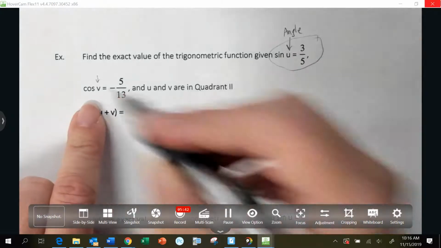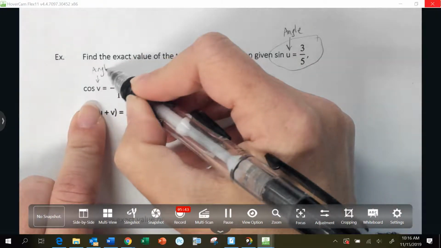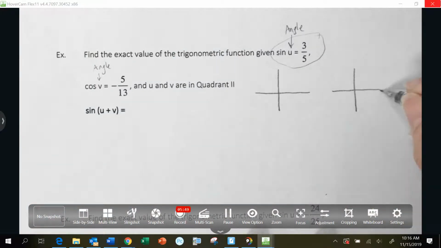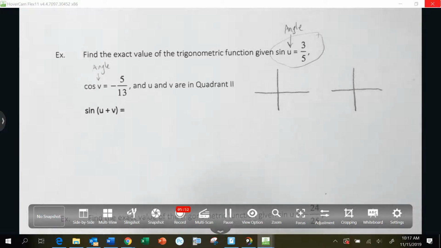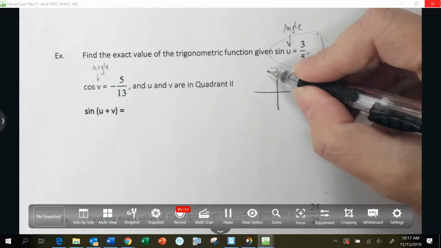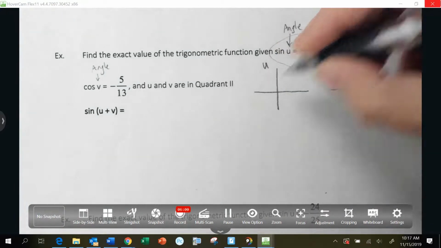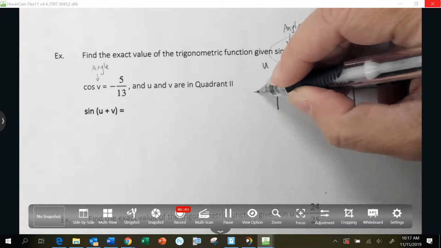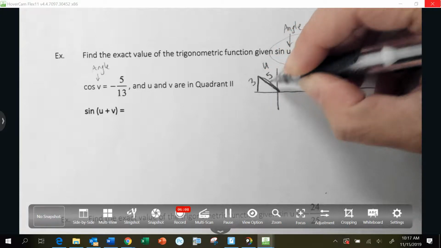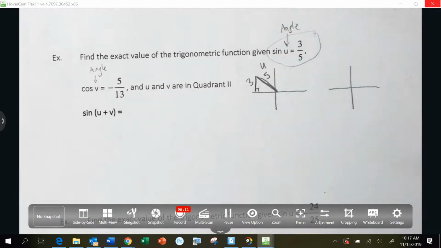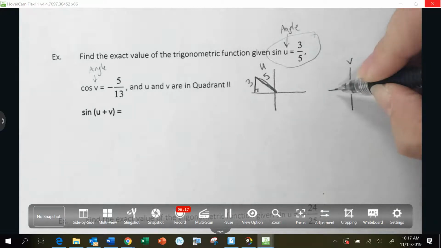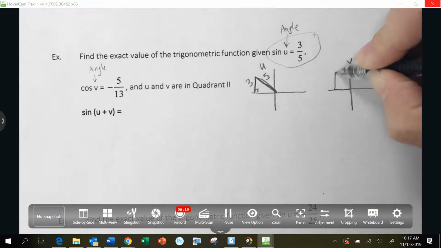Now, u and v are different angles. So I'm going to just draw two completely different coordinate planes because they're different angles. I don't want to place them on top of each other. They're both in quadrant 2. It's too confusing to look at. So I'm just going to separate them. And we'll do angle u for this one. And it says that it's in the second quadrant, and sine is 3/5. So I drew a triangle where sine is 3/5. And then angle v, also same quadrant, cosine is going to be negative 5/13.